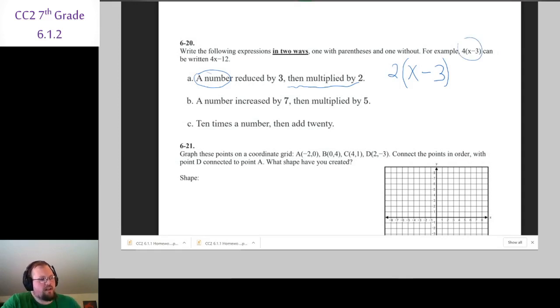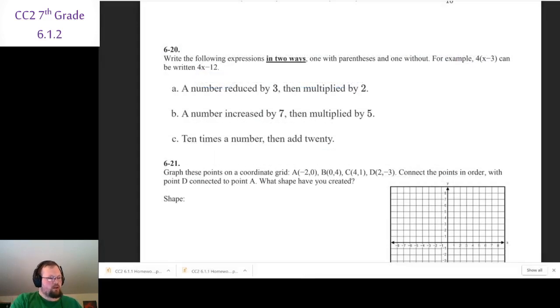The answer is using the distributive property, which involves taking this expression and multiplying it through. 2 times x is 2x. Multiply through. 2 times -3 is -6. So these would be my two expressions that you're writing for this. One is 2 parentheses x minus 3. The other one is 2x minus 6. So try doing these with all of those and see what happens.